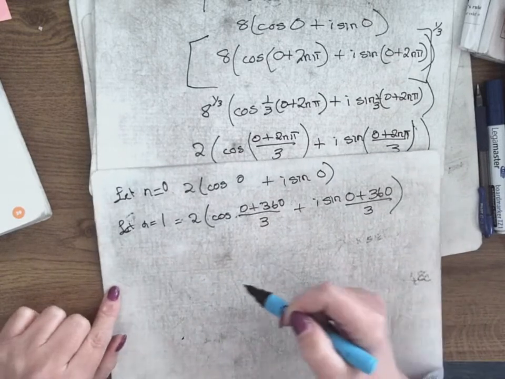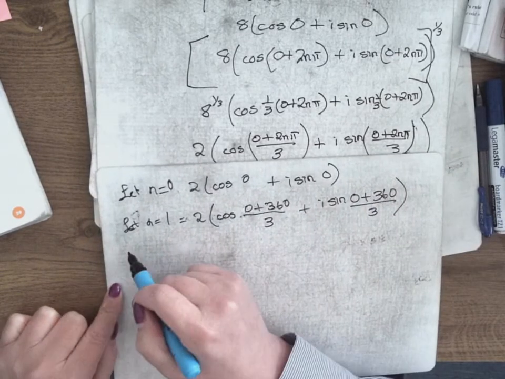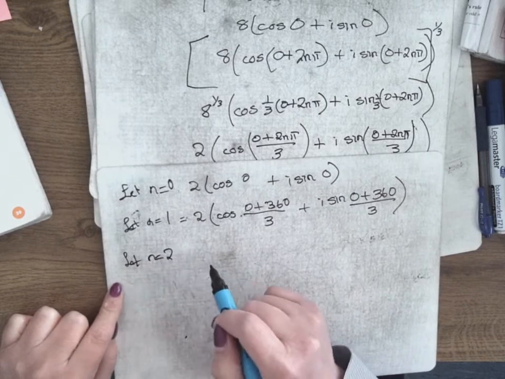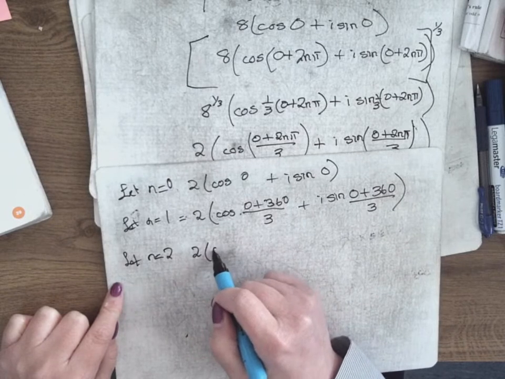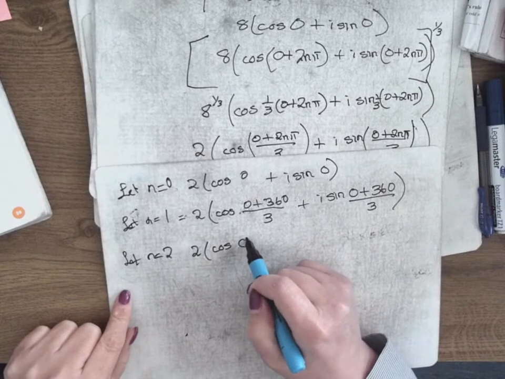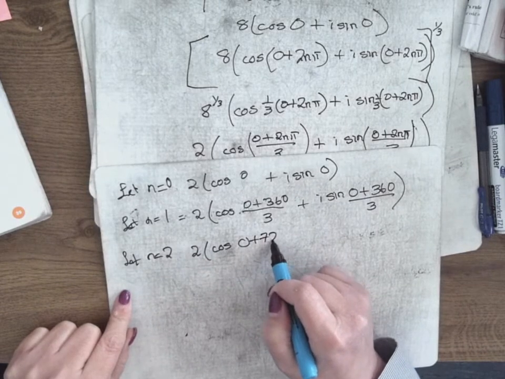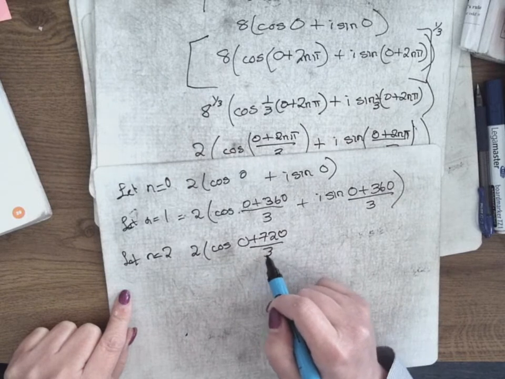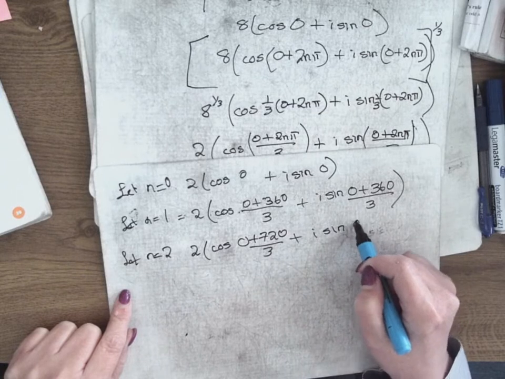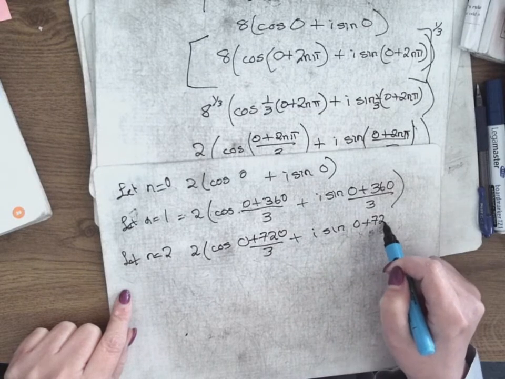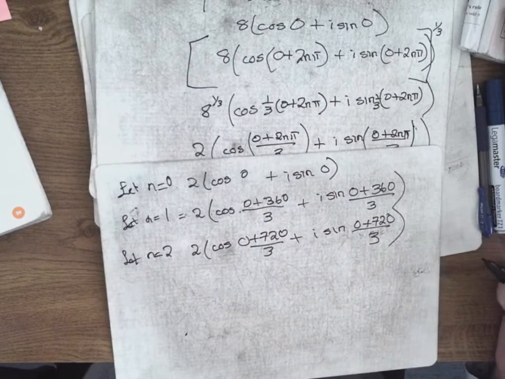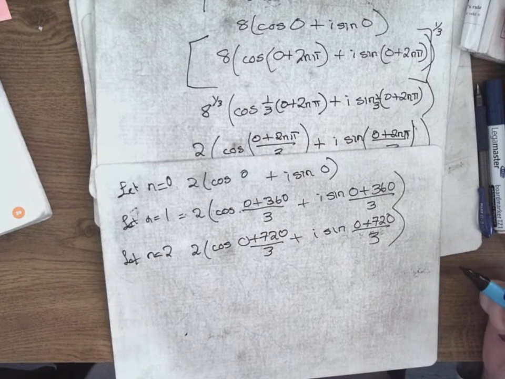How do you think I'll get a third answer? Let n equal 2. So that would be 2 times cos of 0 plus 720 divided by 3, as this time we're doing 2 laps. And the angle in the sine is the same, 0 plus 720 divided by 3. And that would give me 3 answers. How do I know it's 3 answers? Because it's the power of a third. If it was to the power of a quarter, there'd be 4 answers.